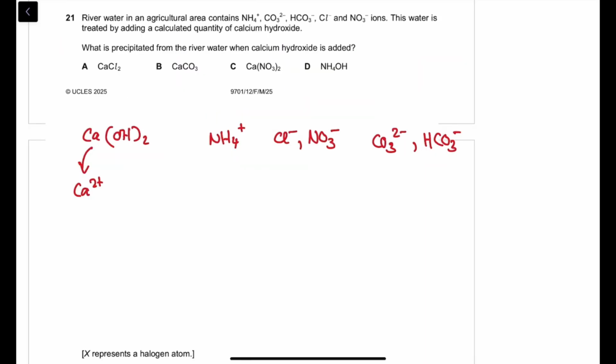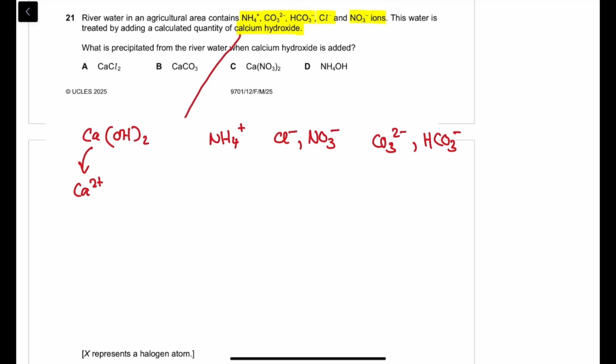Question number 21. River water in an agricultural area contains ammonium carbonate, hydrogen carbonate, chloride, and nitrate ions. This water is treated by adding a calculated quantity of calcium hydroxide. What is precipitated from the river water when calcium hydroxide is added? And we have 4 options, of course.